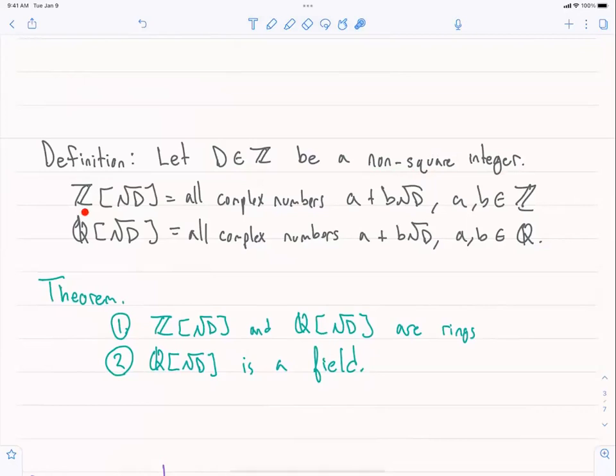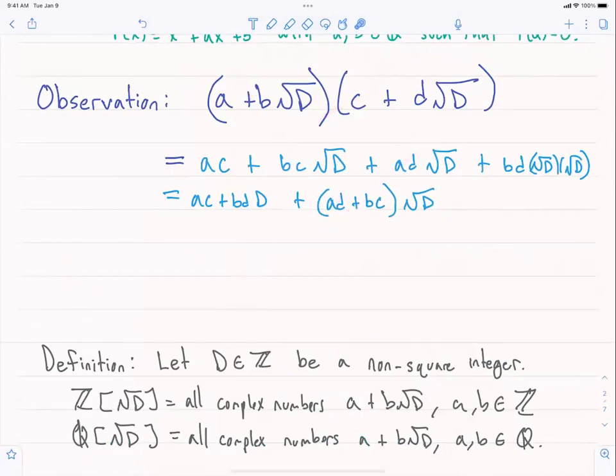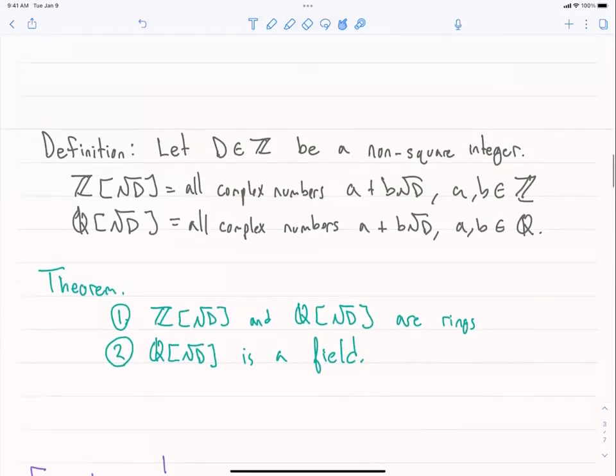Then I'm going to write Z bracket square root of D. That just means all complex numbers of the form A plus B square root of D, where A and B are in Z. I'm going to write Q bracket square root of D for all complex numbers of the form A plus B square root of D, where A and B are in Q, our rational numbers. And what I just justified by this computation above is the first part of this theorem, which says these are both rings. So Z bracket square root of D and Q bracket square root of D are rings. They satisfy addition and multiplication, and those satisfy the expected rules.